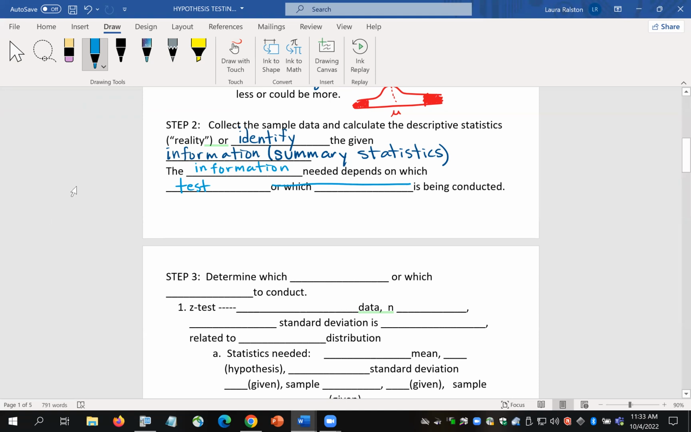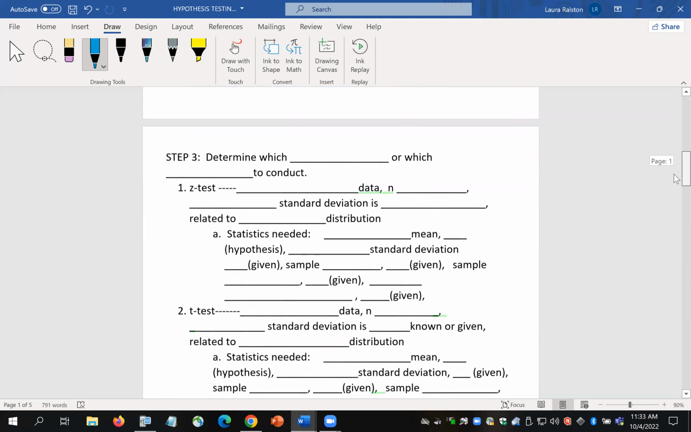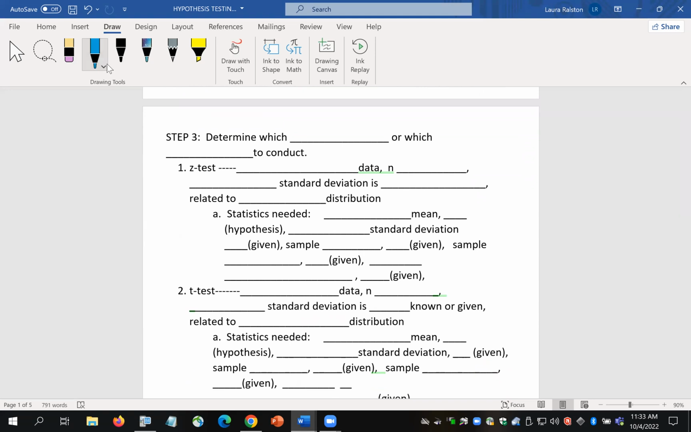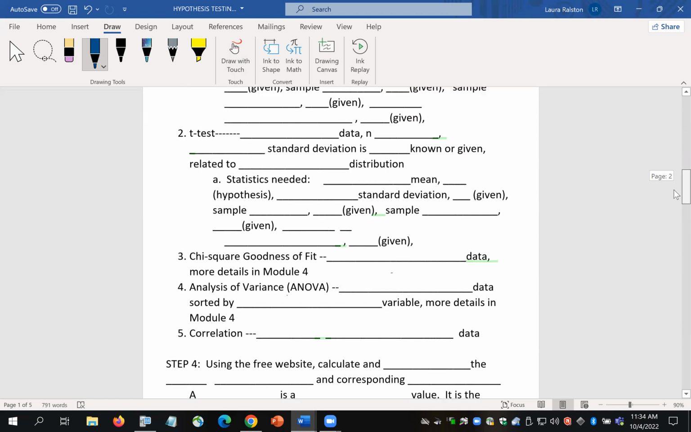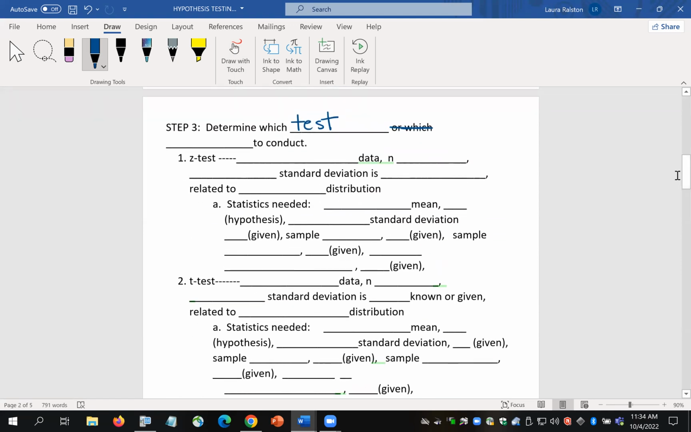Okay, so you've got to gather the evidence. And the evidence that you gather is going to depend upon which test. So step 3 is to determine which test to conduct. Okay, which test to conduct. And I want to focus on 2 of them this morning that we do in 1401, and we're going to review in this course probably next week.